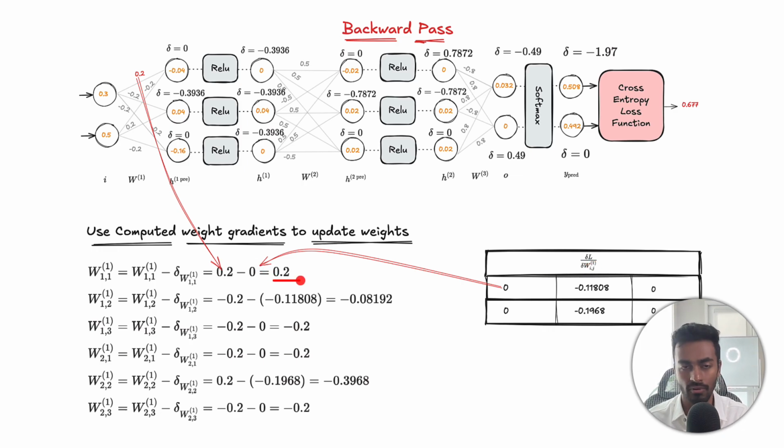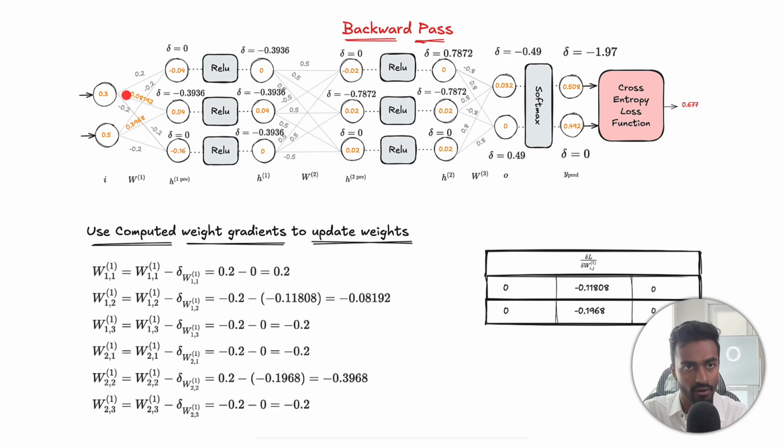So it's still going to be 0.2, which means the weight doesn't change. But now this second weight over here, which is 1,2, the weight is negative 0.2, which is over here, minus whatever gradient we computed, which was over here for that weight 1,2. And so we apply that and you'll get this new value. And so you can compute this new weight value for all of these cases over here. And then you can see that we've updated the weights accordingly.